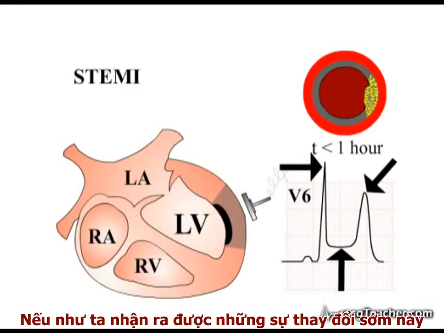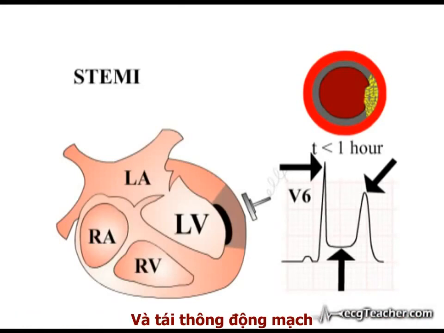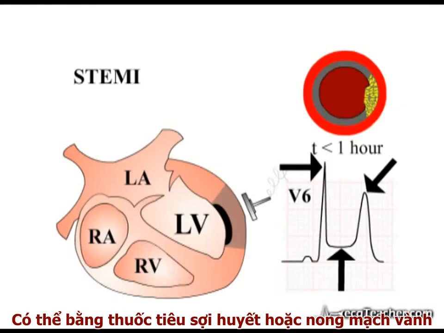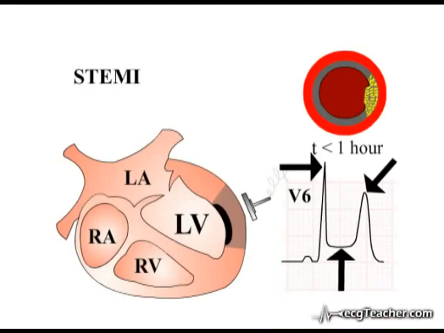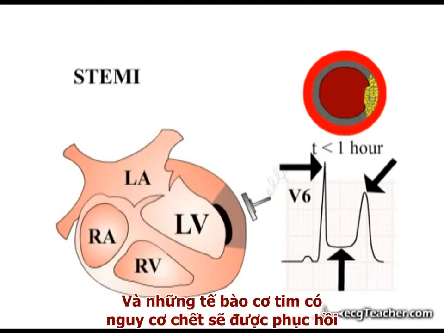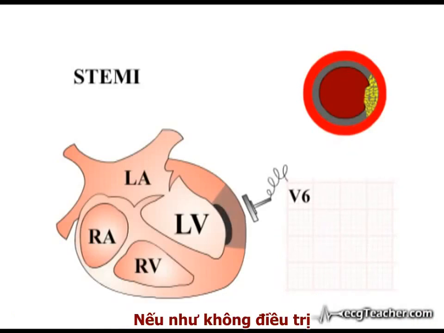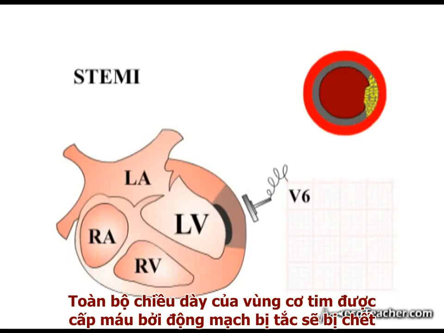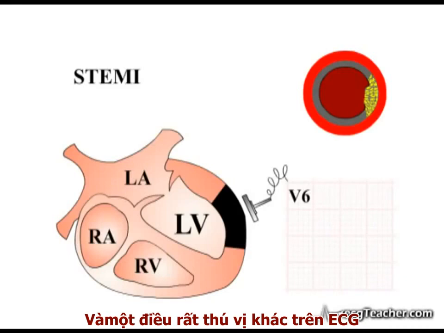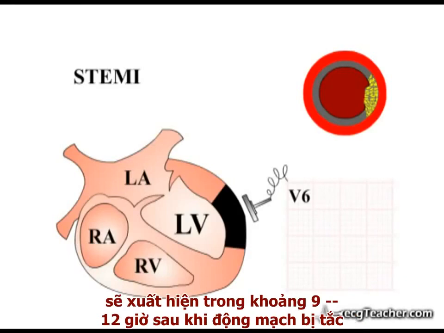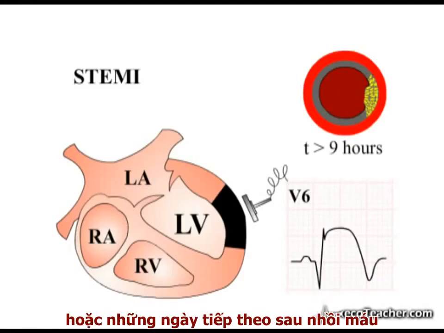If these early ECG changes are recognized and the vessel reopened using either thrombolysis or direct coronary angioplasty, the progression of the infarction can be halted in its tracks and myocardium at risk of death salvaged. If left untreated, however, the full thickness of the region of myocardium supplied by the occluded vessel may die. This is associated with a poorer outcome for the patient and an interesting ECG phenomenon developing between 9 to 12 hours after vessel occlusion or in the days following infarction.